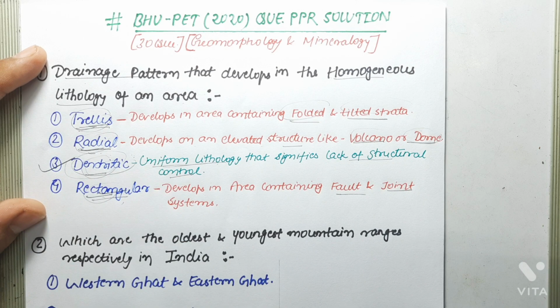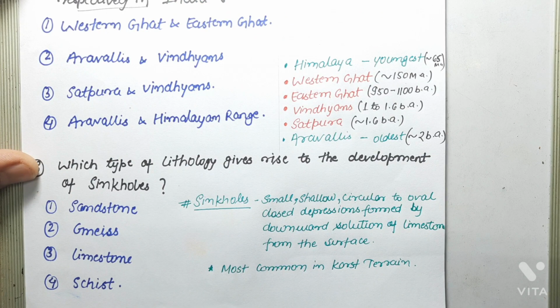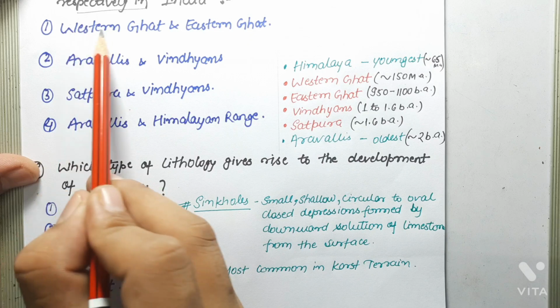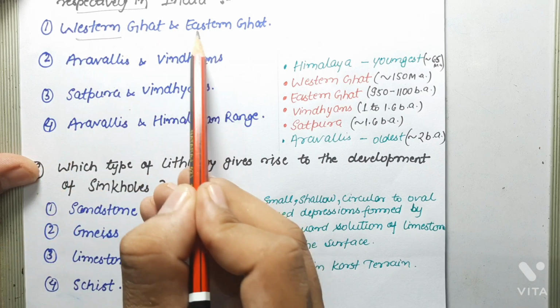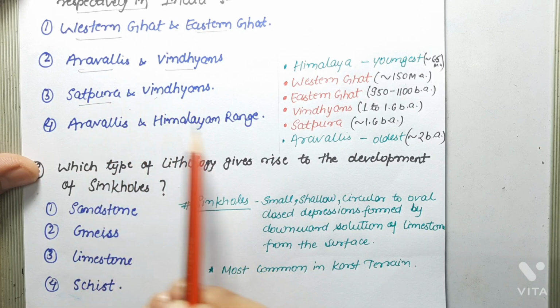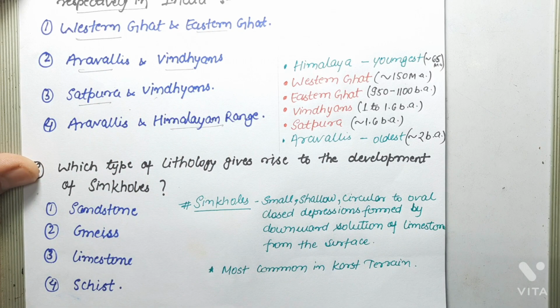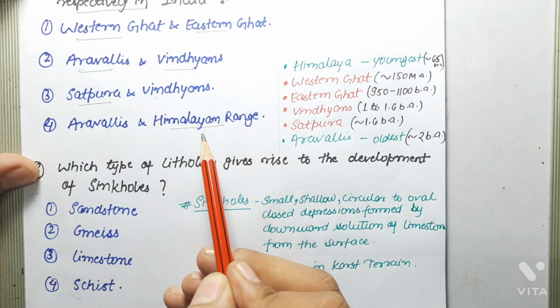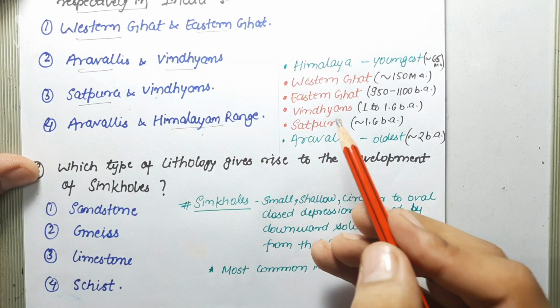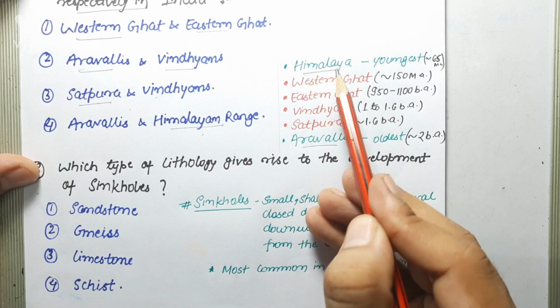Next question says, which are the oldest and youngest mountain ranges respectively in India? To answer this question, you should know the time of formation or time of orogeny of Western Ghat, Eastern Ghat, Aravalis, Vindhyans, Satpura and Himalayan ranges. If you know the time of orogeny of all these mountain ranges, you can easily answer this question. So I have arranged these mountain ranges from oldest to youngest.